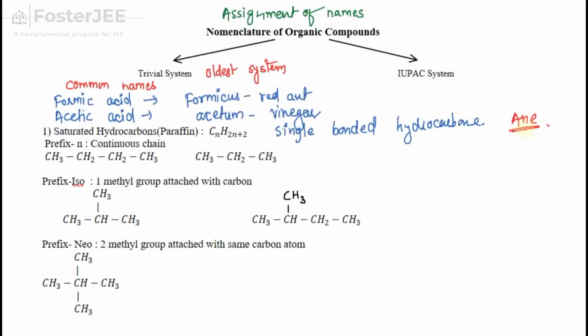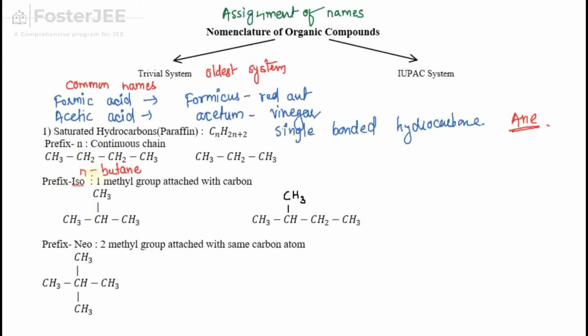Now let's discuss some prefixes based on chain isomerism. So the first prefix is the prefix n. It is used for a continuous chain, or we can say for a normal or straight chain. So here we can see that there are 4 carbon atoms linked in a straight chain. Here it is a saturated hydrocarbon. So butane is used as the root name. Ane is the suffix for saturated hydrocarbons and the prefix used is n.